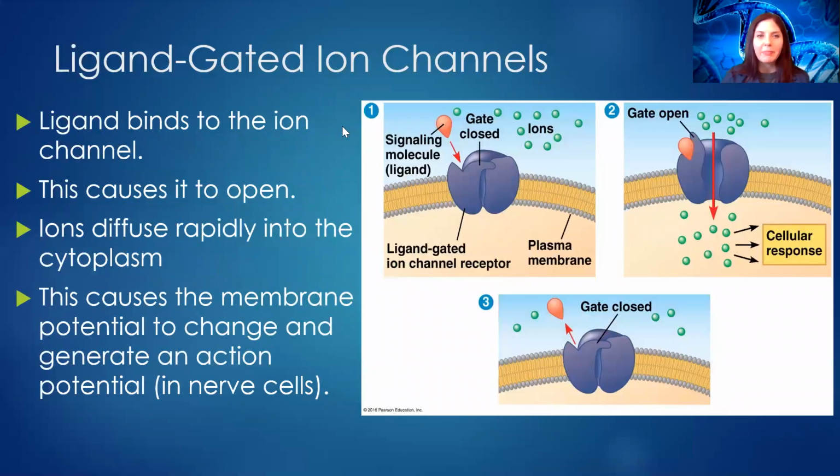So when a ligand binds to that ion channel, it actually causes, again, a conformational change, meaning this time it opens that channel. So ligand binds, conformational change occurs, and all of these ions can rush in. So they diffuse into the cytoplasm, and this causes a membrane potential. It actually causes an electrical charge across the membrane, and that's how we generate an action potential and how a message gets sent from one neuron or nerve cell to the next.